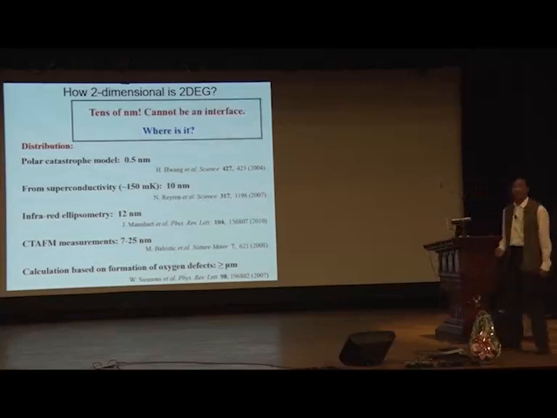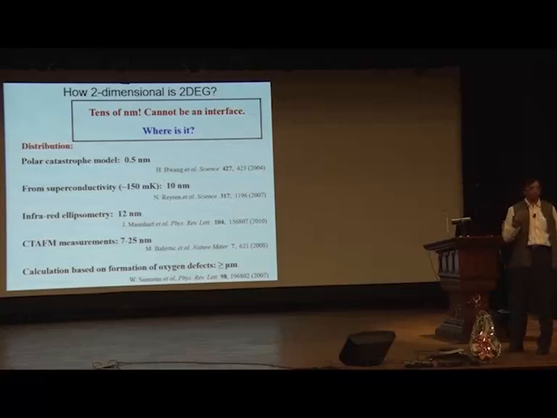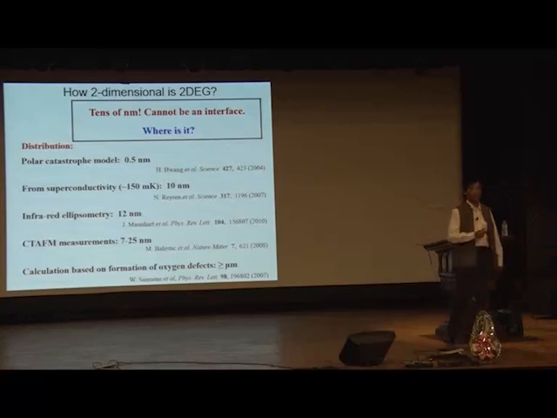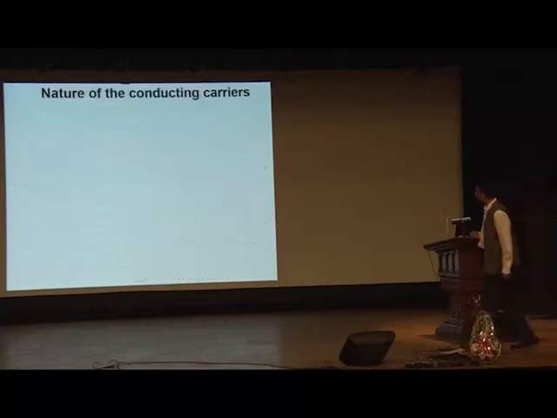Several tens of nanometers cannot be at the interface. An interface is 1 unit cell or 2 unit cells thick. If you have something that's 20 unit cells thick, and 10 nanometers would mean 20 unit cells thick, it cannot be called a two-dimensional system or an interface phenomenon. And then one has to ask the question, where is it? If it is not at the interface, because it's so broad compared to what an interface is, where is it?